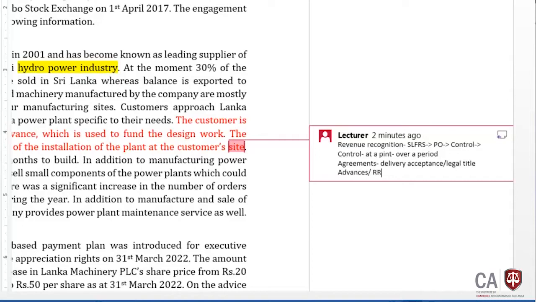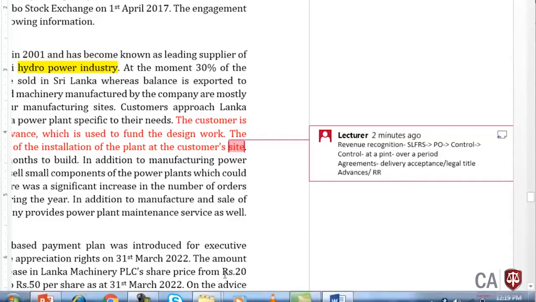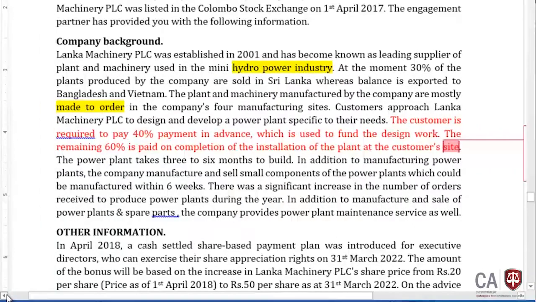Now, if I want to write a paragraph, these are the bullet points that can be included in the answer. I will further explain this to you, but now I quickly took one example because this is an obvious risk. Out of those 4 risks that you have to write, this is definitely one answer. Then if you read further, the power plants take 3 to 6 months to build. In addition to manufacturing power plants, the company manufactures and sells small components of the power plant which could be manufactured within 6 weeks. So, now they have different types of things. Even in revenue recognition it can be complicated, because this criteria may be applied differently to the small components, because there are different types.